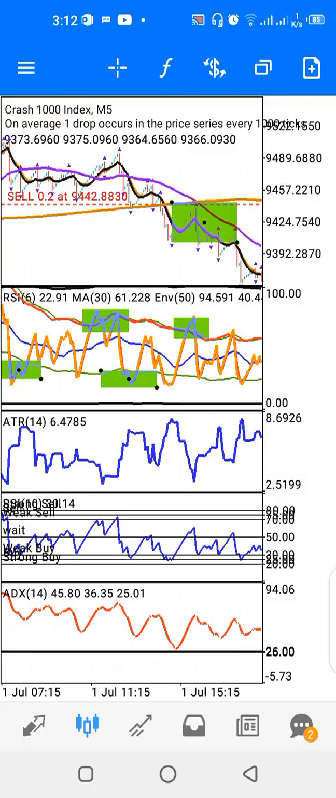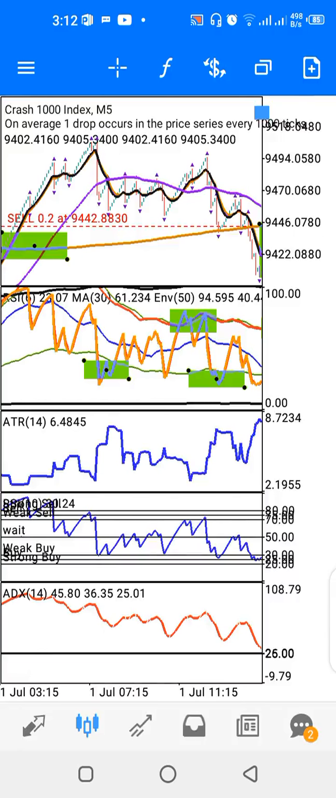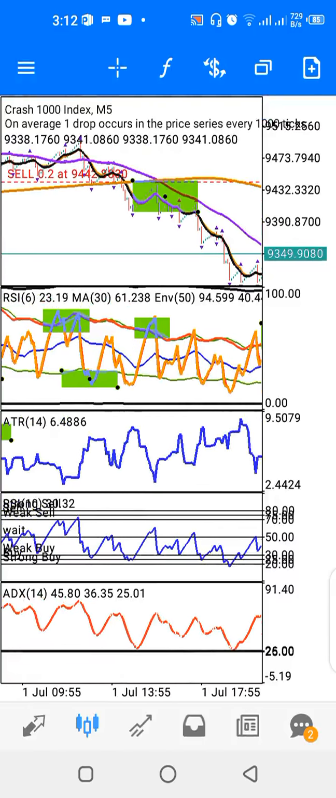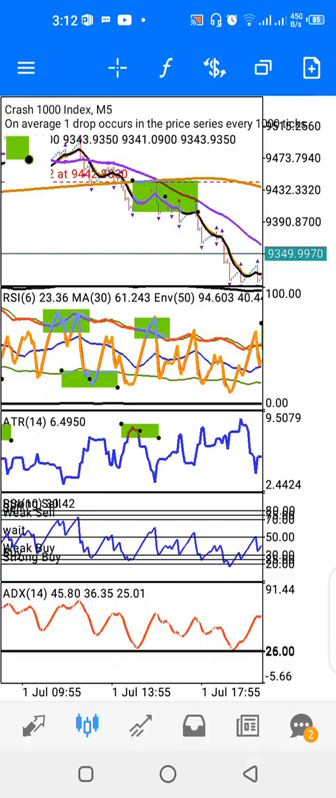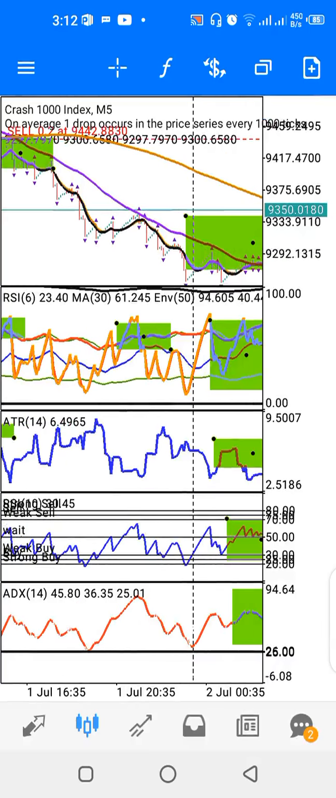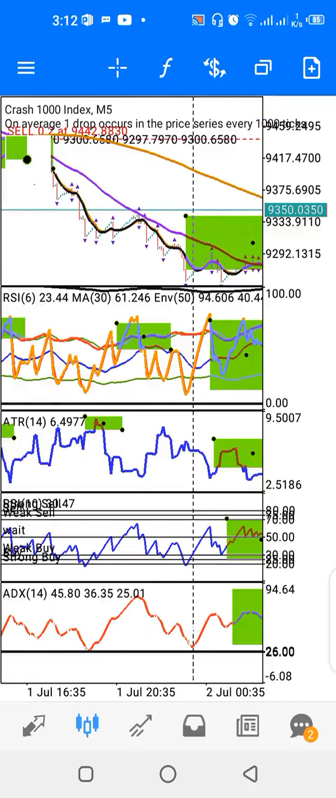For indicator window 2, where you have the ATR, for selling opportunities, you allow the ATR to go up, and when it starts to turn downward, then you look for sell signal. Okay, that is for crash index.